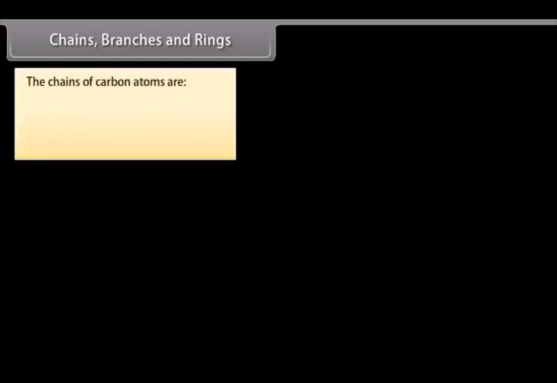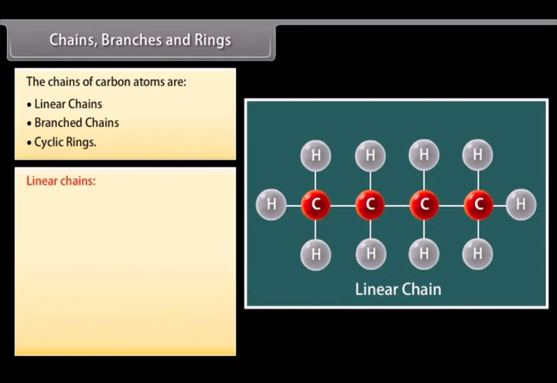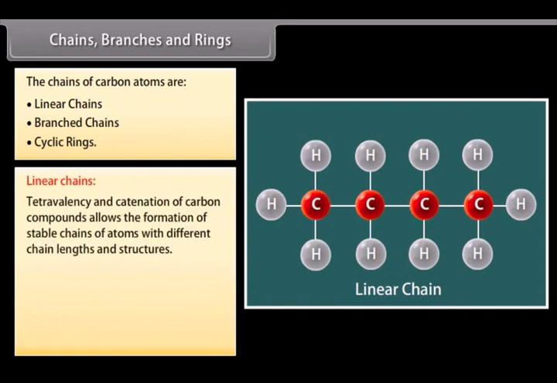Chains, branches, and rings. Many compounds contain carbon atoms that are linked with each other. The chains of carbon atoms are linear chains, branched chains, and cyclic rings. Linear chains. Tetravalency and catenation of carbon compounds allows the formation of stable chains of atoms with different chain lengths and structures.